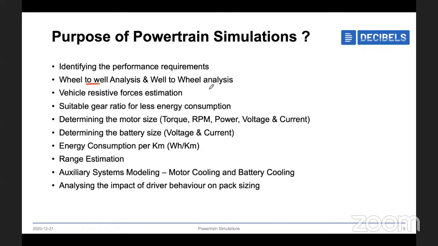Other things are auxiliary system modeling, which is mainly the motor cooling and battery cooling. We all know that we'll be running the vehicle at higher speeds, right? In order to reach those speeds, the motor will always be running at higher RPMs. To make the motor work in its most efficient region, it's better to go for active cooling. If you are going with active cooling, then we have to provide some energy for the pump and all the stuff, so we have to consider that energy consumption also. In this powertrain simulation model we can consider active cooling for motor and battery.